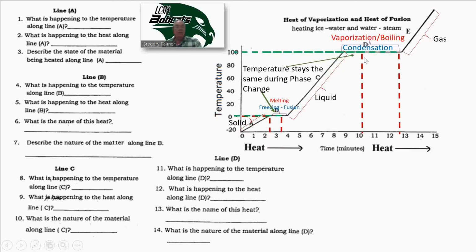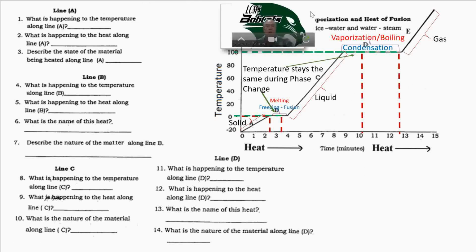During the times when it's changing phase, the temperature does not change. So if we look at the beginning of when it started to melt, temperature is 0. In the middle, it's still 0. At the end, it's still going to be 0. The same thing is happening during the time when it's vaporizing. At the beginning of line D, it's 100. In the middle of line D, it's still 100. At the end of line D, it's still 100.